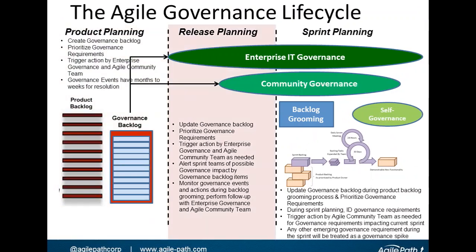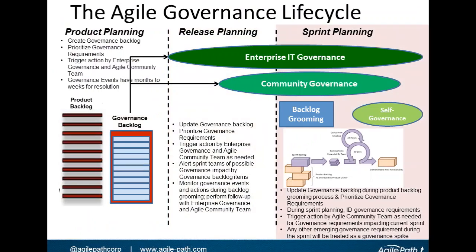Now let's follow it through. I just described the product planning cycle and what happens there. You create the backlog, you prioritize it, you trigger governance action requests from the enterprise. You also would trigger governance action requests that'll be addressed by the community governance team. So you're essentially feeding forward potential governance issues for advanced resolution by the enterprise and by the community governance team, hopefully before the sprints need that. So you're feeding forward a governance requirement and hopefully pre-governing, if you will.